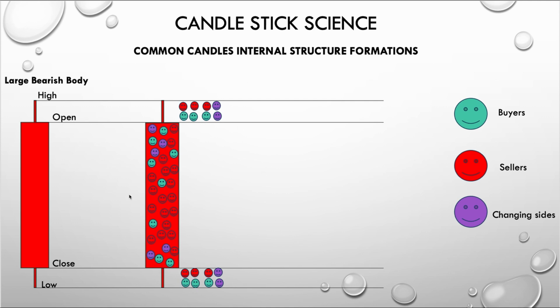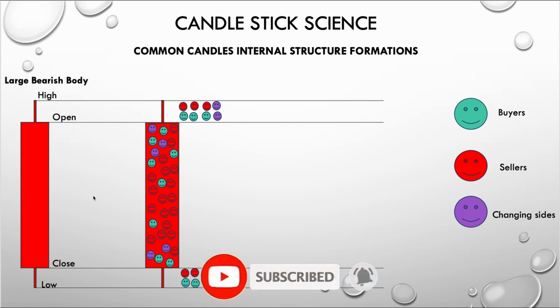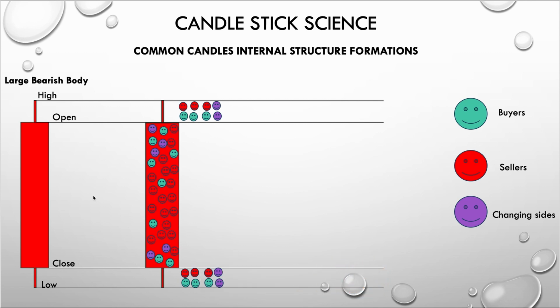Guys, if you understand how this is happening here, the price action between these sellers in red and the buyers in green, and also these purple faces here, you will be able to trade with clarity. You will be able to understand and spot how these candles form and improve your entries with whatever strategy you are using. So let's move forward, guys.